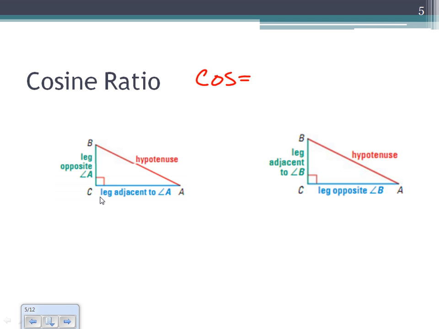Good. Adjacent over hypotenuse, and you figured that out how, Alicia? Yeah, the cut part in SOHCAHTOA. So I want the cosine of angle A. So I'm going to highlight angle A here. What is the adjacent side? Lon?